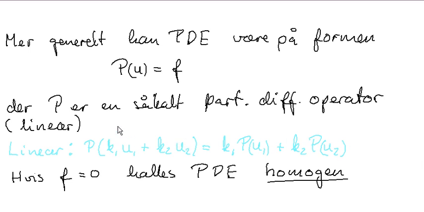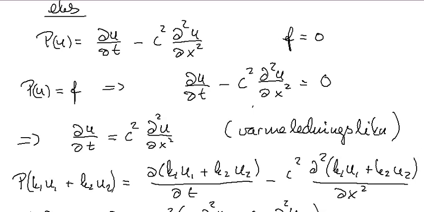It means that if you take the function k1 multiplied with u1 plus k2 multiplied with u2, where k1 and k2 are constants and u1 and u2 are functions, then when we take the partial differential operator of this, we obtain this. I know that you are familiar with the concept of linear operators from, for example, linear algebra. Let's take an example of this.